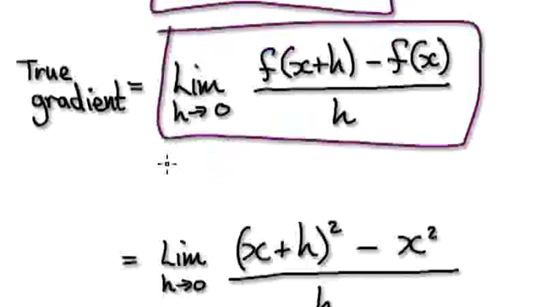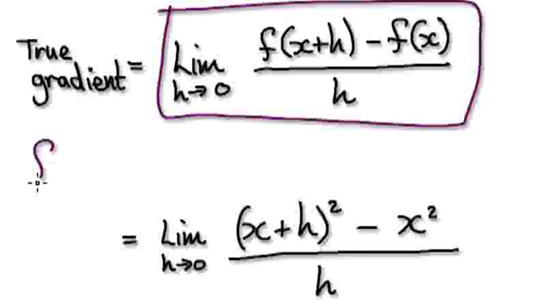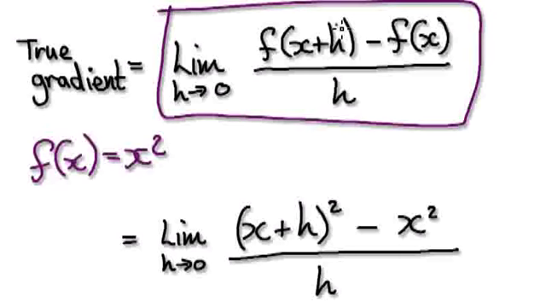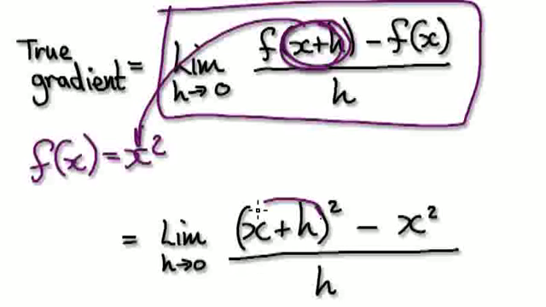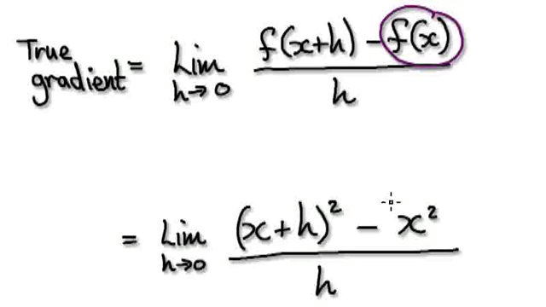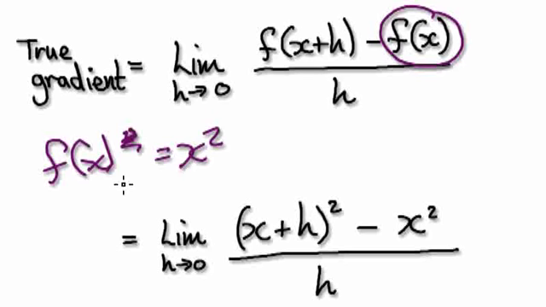But currently our function is f of x equals x squared. So we're going to put this point into here, so this thing here squared. That's this bubble here squared. And remember, f of x is x squared. So this f of x here is this bit here.